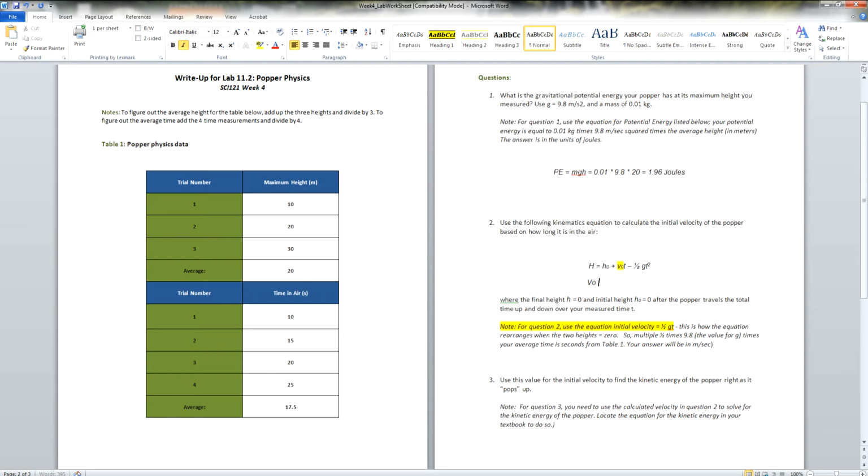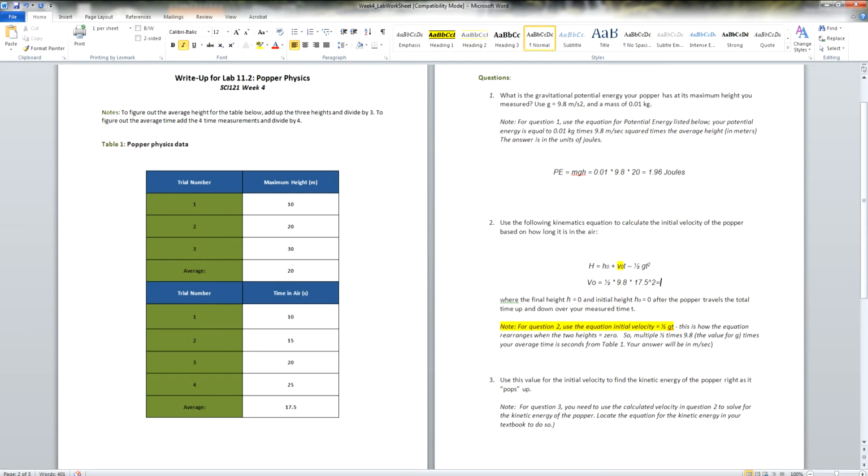So V0 is equal to half times g, which we know as 9.8, and t squared is the average time, which is 17.5 squared. So this is what you are asked to calculate here in the simplest form.